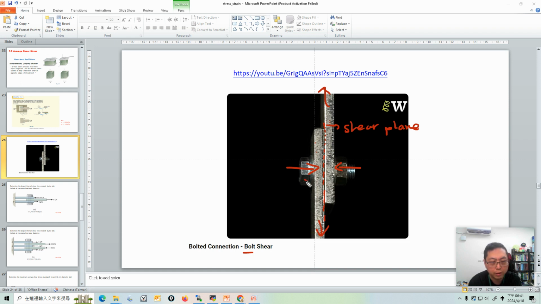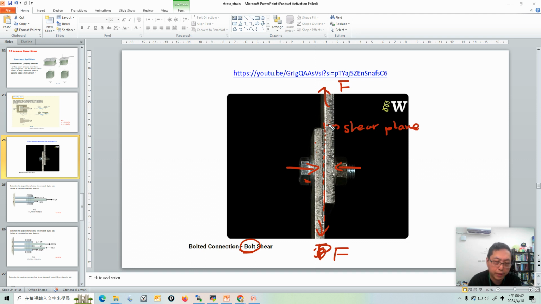One of the functions of the bolt is to resist this shear force or shear stress. Say there's a force here and a force here, and we apply a load here, we use P. Then you apply this force P. This contact shear plane will generate a shear force.